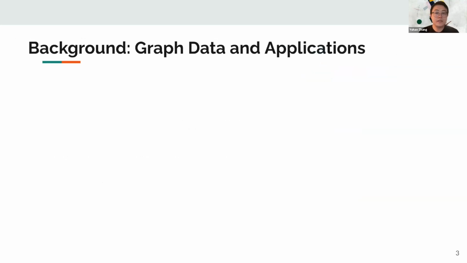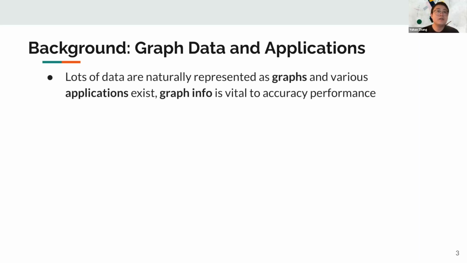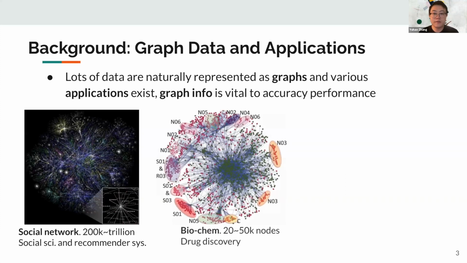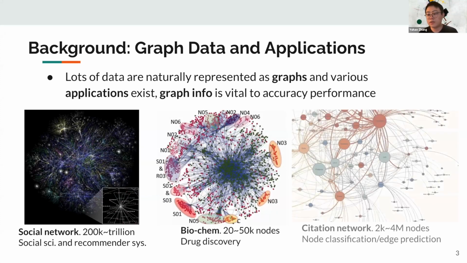Before we get into it, first is a bit of background. You see, lots of data are naturally represented as graphs, and various applications exist. For example, we have social networks, biochemistry graphs, and citation networks. The applications range from low-level tasks such as node classification and edge prediction to high-level tasks such as drug discovery, social science, and recommender systems.